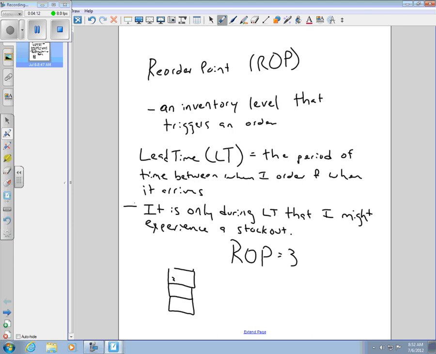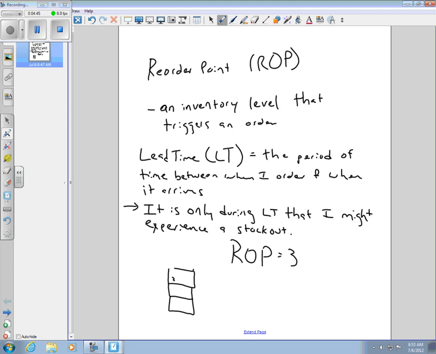This right here should make sense to you because before the lead time starts, we've got more than the reorder point. We've got plenty of inventory. And after lead time ends, we've been restocked. The order shows up. So before lead time, there's plenty of inventory because the order hasn't been triggered yet. After the order arrives, we've got plenty of inventory because we just got an order. So it's only during the lead time that I could experience a stock out.